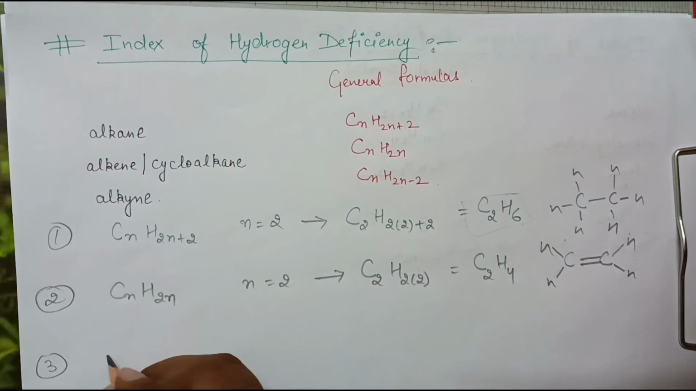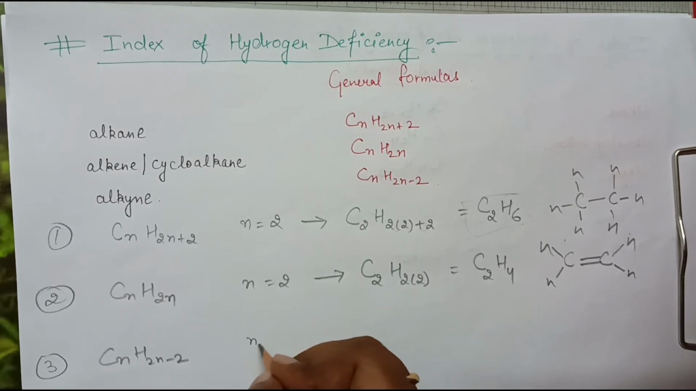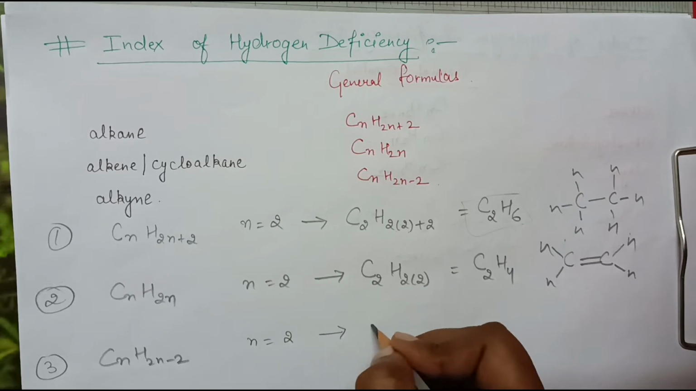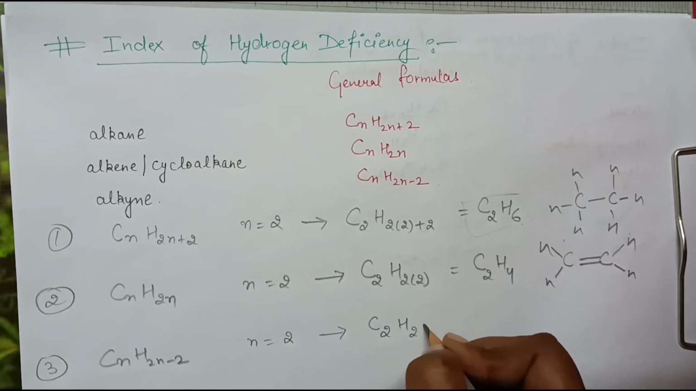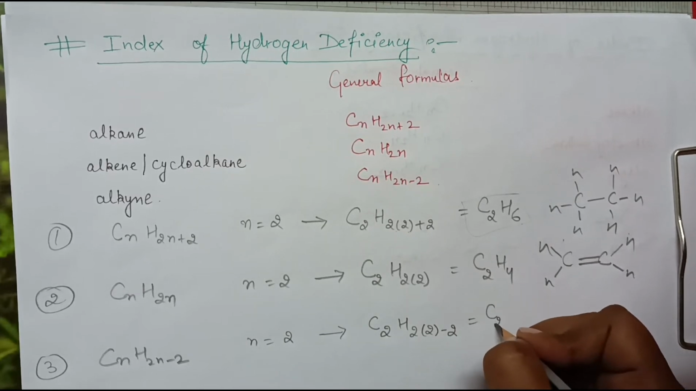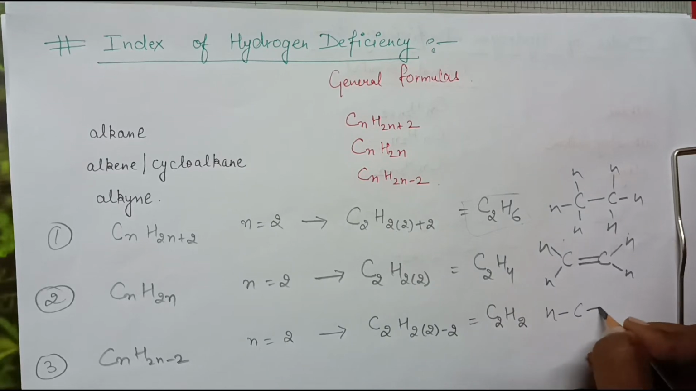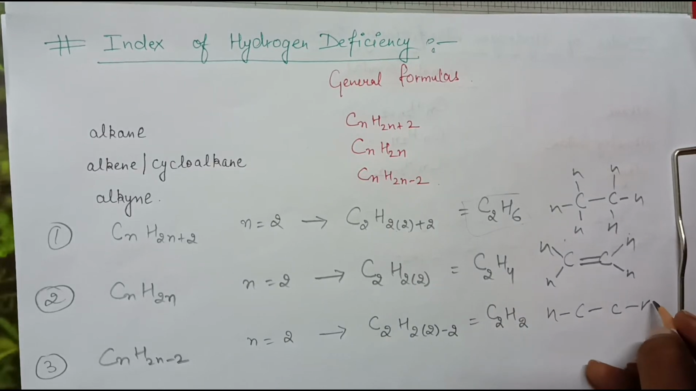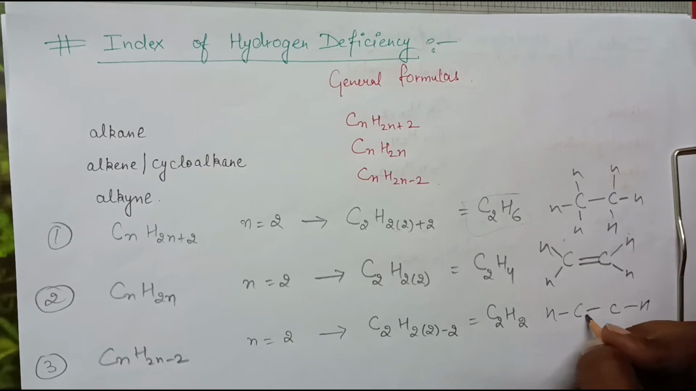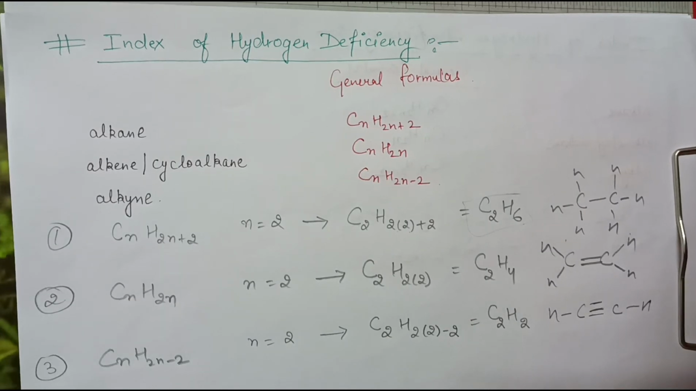After that we will move on to alkyne, that is CnH2n-2. If we put n equals 2, that will be C2H(2 into 2 minus 2), and that will be C2H2. If we have C2H2, then we need to have a triple bond. So this is a type of an alkyne.